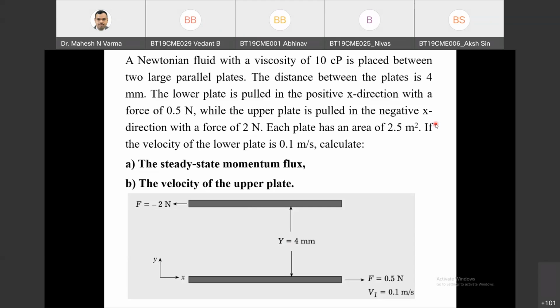Roll number 31. Roll number 31. Roll number 31. Roll number 64, Shubham.